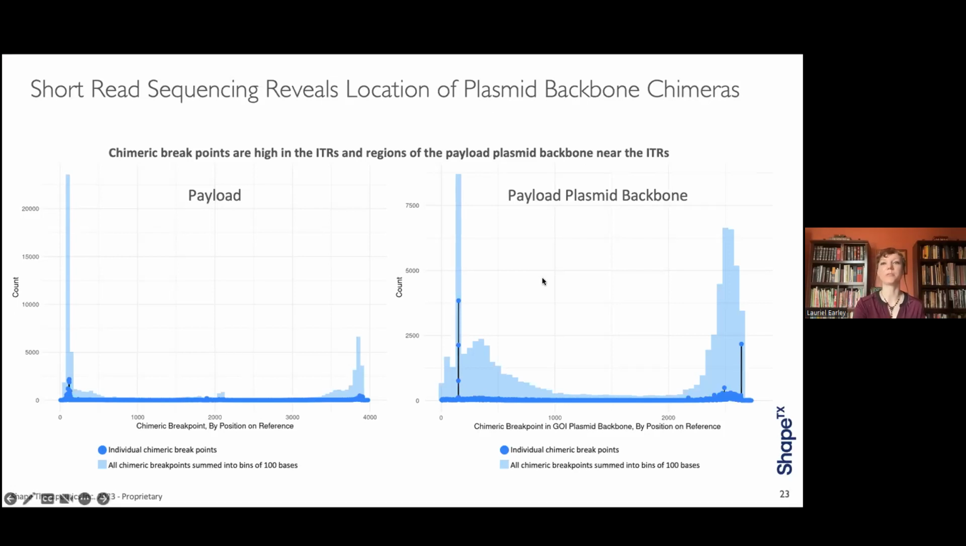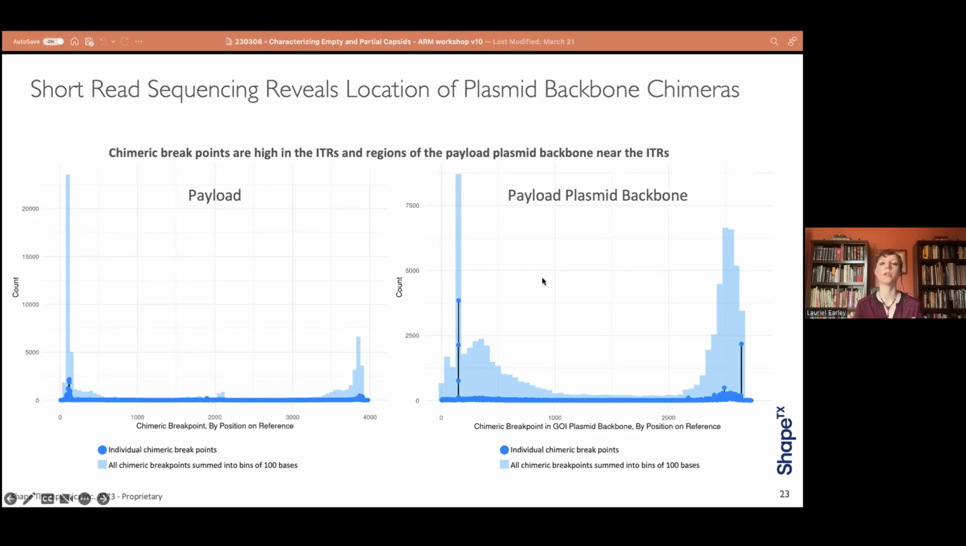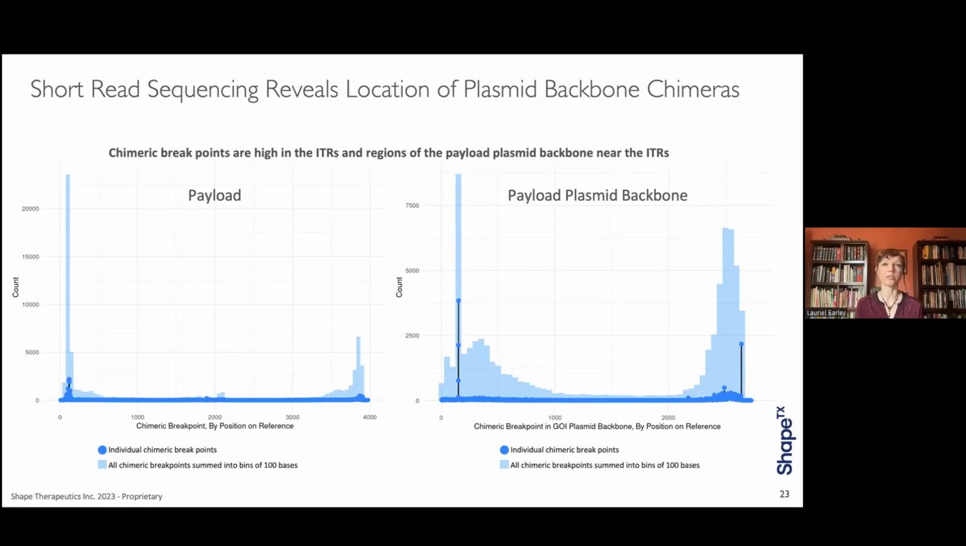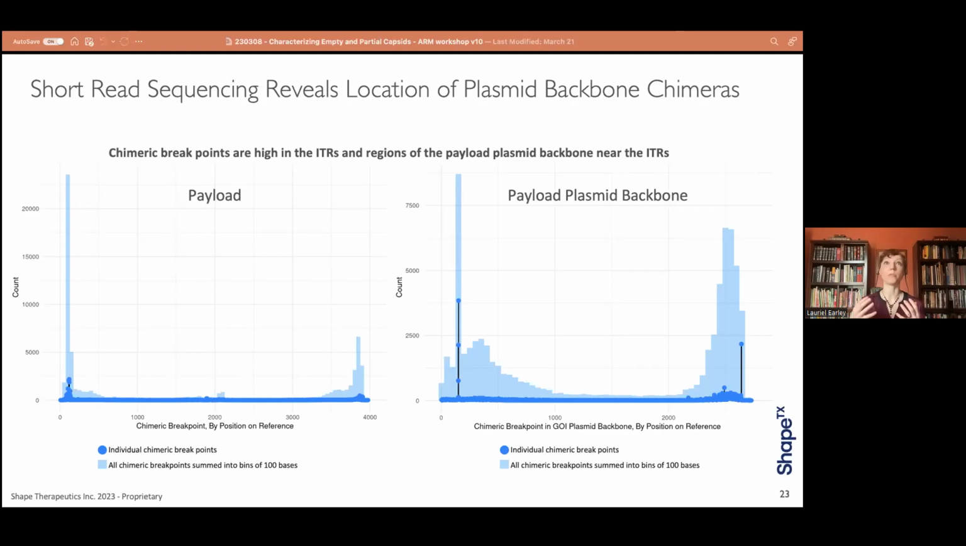When we compare that to the plasmid backbone, we can see hotspots of chimerism around the regions near the ITRs in the plasmid backbone. Again, this has been reported in the literature previously, and this matches what we've seen in our data, that your plasmid backbone chimeras are more towards ITR adjacent DNA.